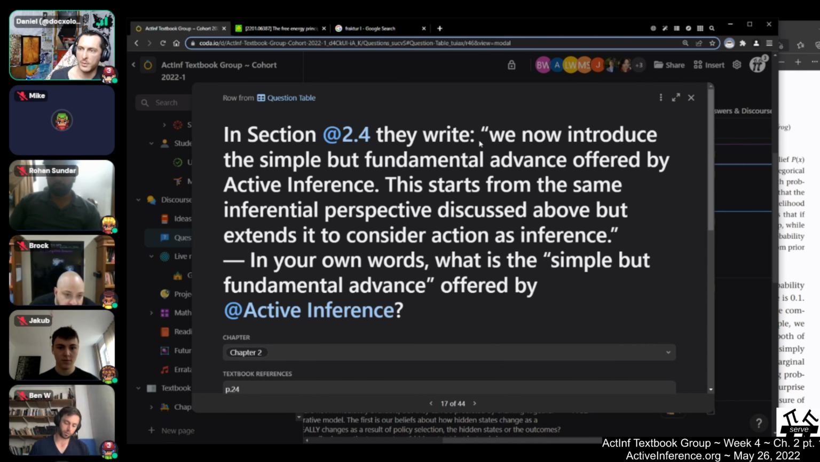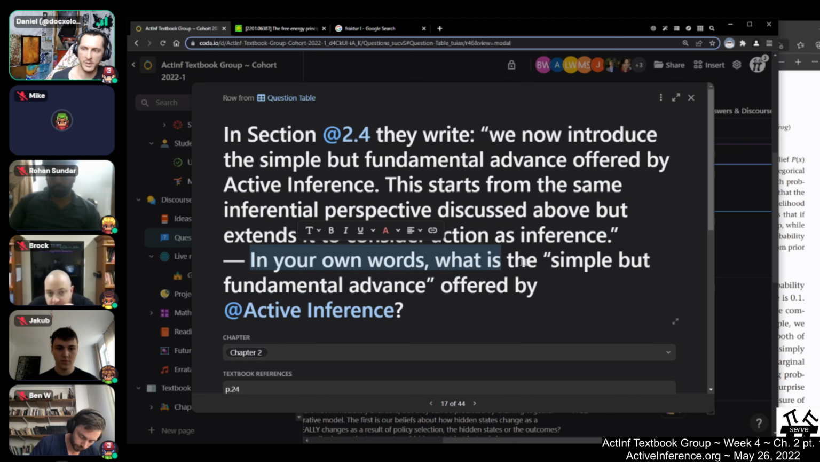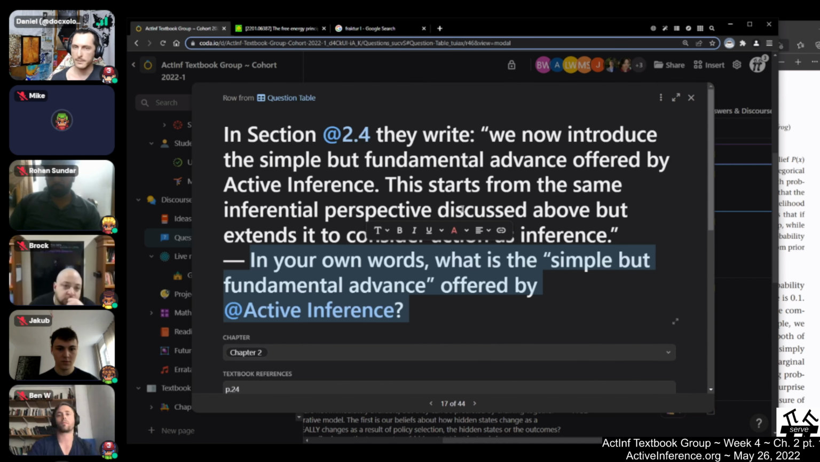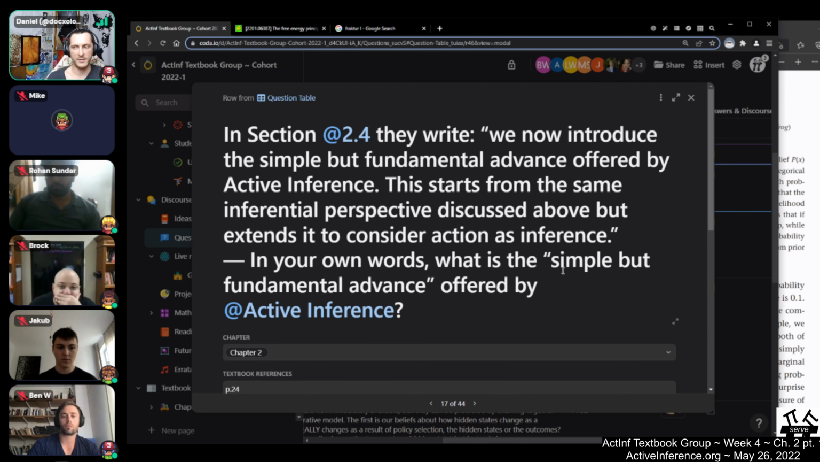In section 2.4, they write, we now introduce the simple but fundamental advance offered by active inference. This starts from the same inferential perspective discussed above, but extends it to consider action as inference. In your own words, what is the simple but fundamental advance offered by active inference? So what would anyone write or like to share? What is the advance of active inference?